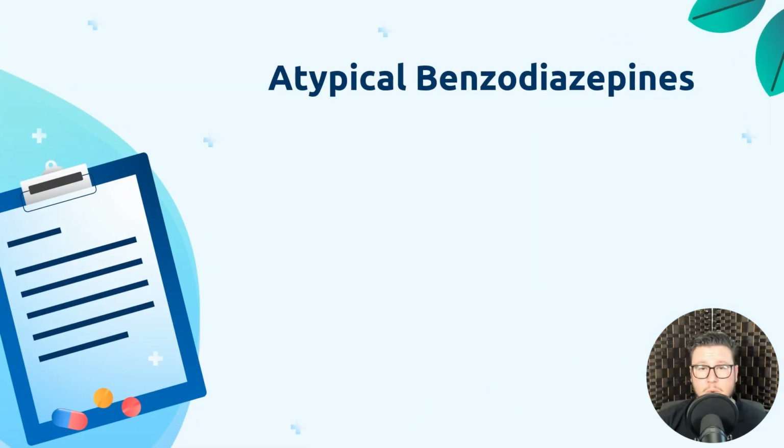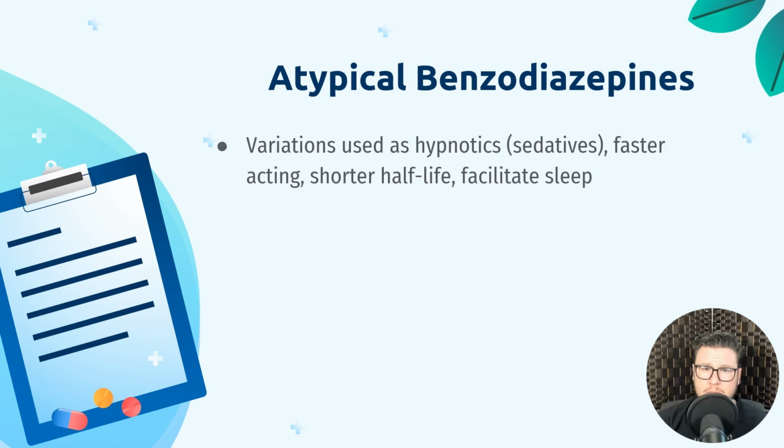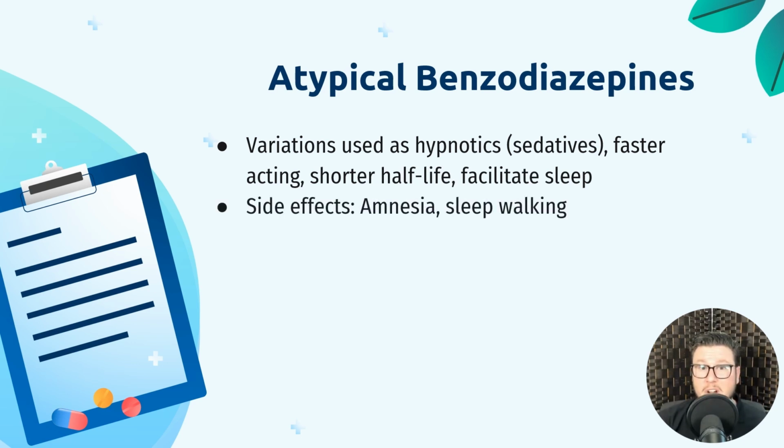Now, under the category of benzodiazepines, we have some that are called atypical benzodiazepines. These are a little bit different because they're usually hypnotics or sedatives. They work really fast, they don't last as long, and they usually put you to sleep. So they're not typically prescribed whenever somebody's trying to function on that medicine, the way some of these other medicines we just talked about are. Side effects are amnesia and even sleepwalking, which we see rarely but has totally happened.